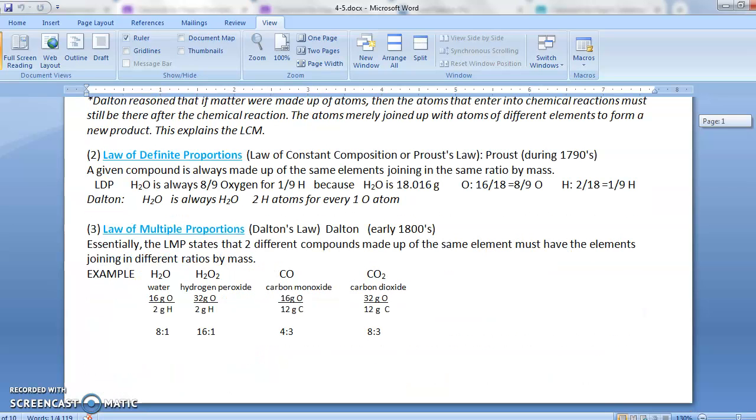We talked about the law of definite proportions, which just says a given compound is always made up of the same recipe. In other words, you need the same ratios of masses of elements to make that compound. The law of multiple proportions says that different compounds made up of the same elements have to have a different recipe for those elements. Well, those three laws can best be explained by atoms.